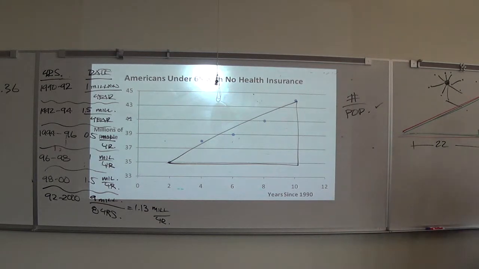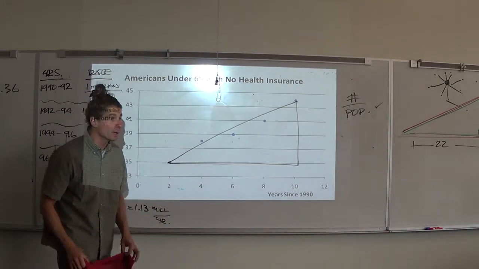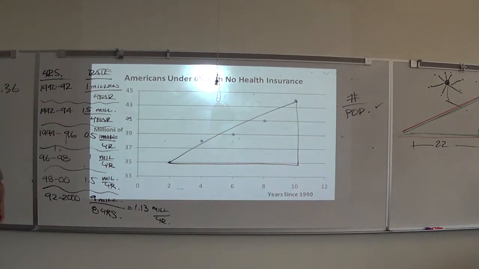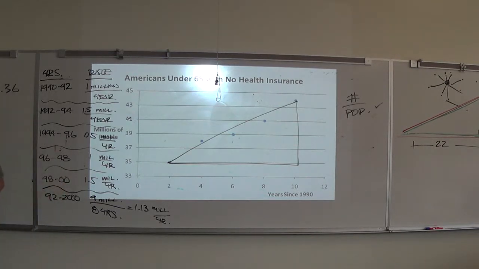Excellent. Brittany, go! Would you say between 1992 and 2000, the amount of Americans under 65 with no health insurance has risen an average of 1.13 million per year? We could totally say that. You just did, actually. You said it perfectly, by the way. Is everybody okay with what she said? That's the average. Can I take out the word "the" and replace it with "an"? An average.